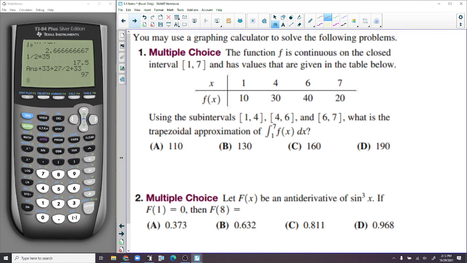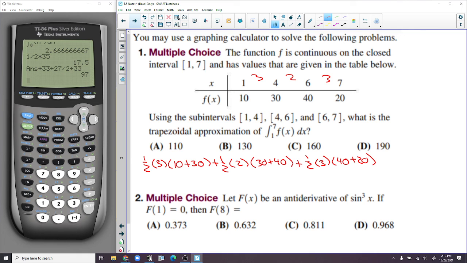Function f is continuous on the closed interval and has values that are given in the table below. Using the subintervals 1 to 4, 4 to 6, 6 to 7, what is a trapezoidal approximation of 1 to 7? All right, well, 3, 2, and 3. That's a bummer. I wish they were all the same. So a height of 3, base 1 is 10, base 2 is 30. Height is 2, 30 plus 40. And 1/2 times 3 and 40 plus 20. So we have to do individual trapezoids when the heights are not the same.